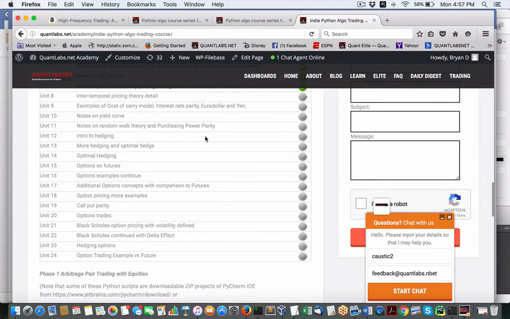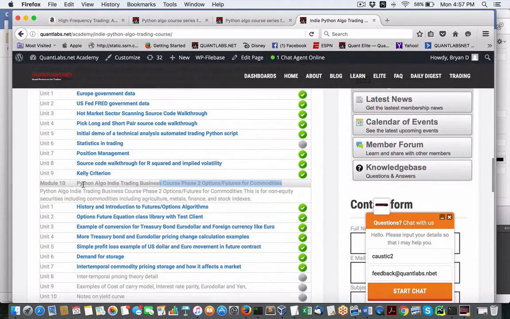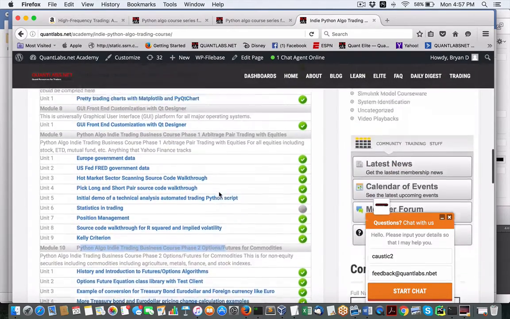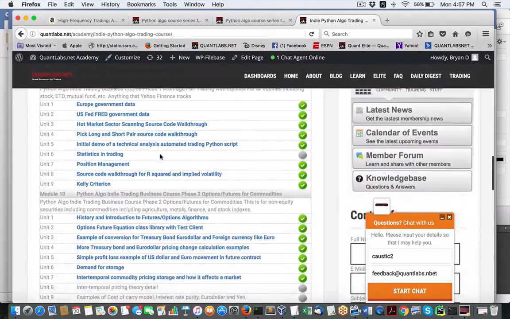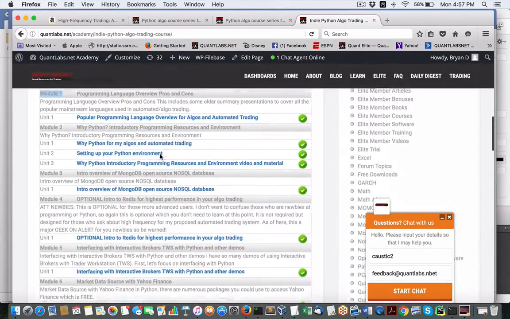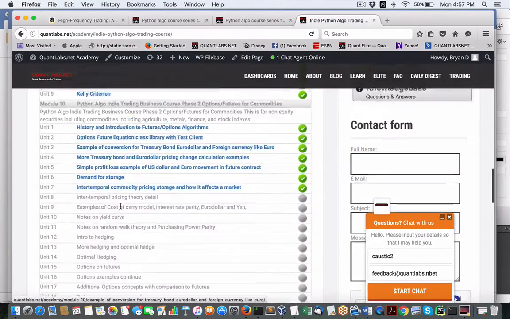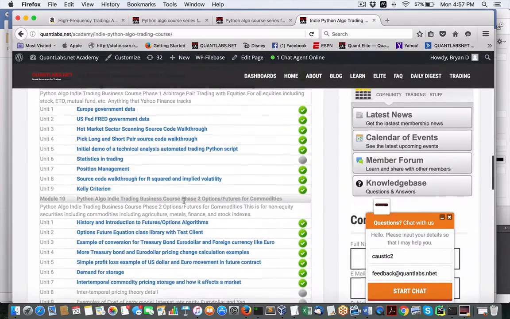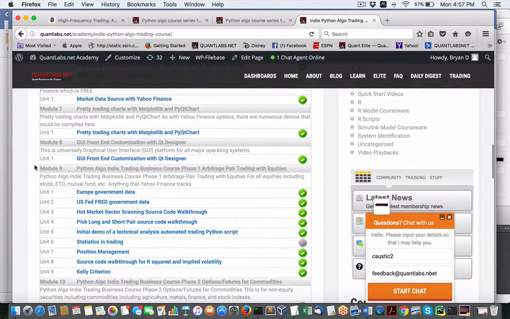Now, it's kind of important to understand a few things here. Both these strategies that I have, the equity and the options/futures, are dependent upon your knowledge of this building blocks, because we obviously use a database. There's some demos of charting, and you kind of need to know the first section on this building block infrastructure before you can move into either the equity pair trading or the futures/options. Okay, so that's basically how it works.